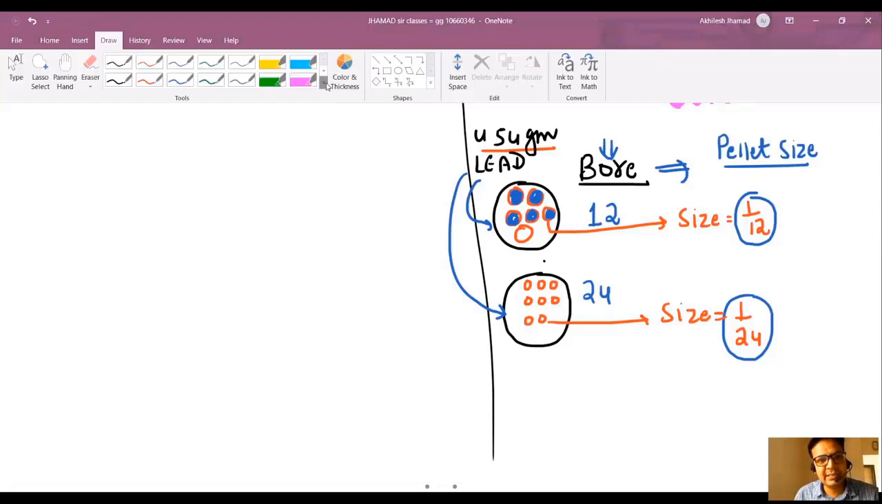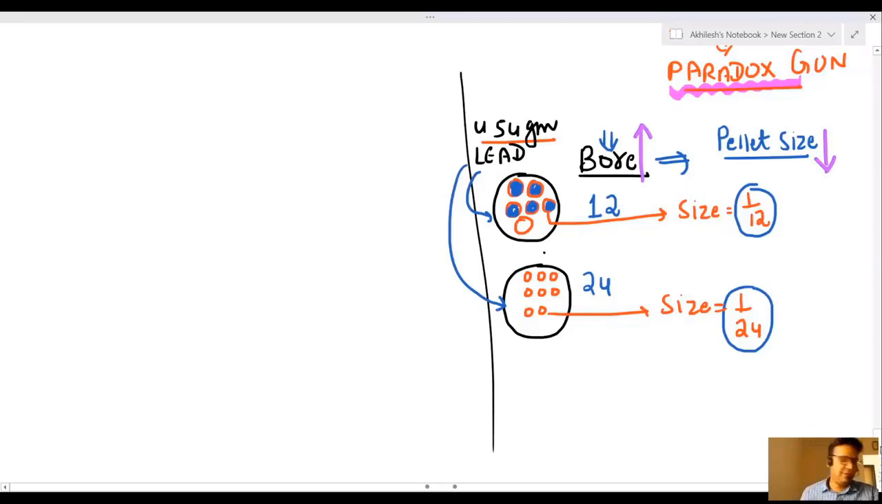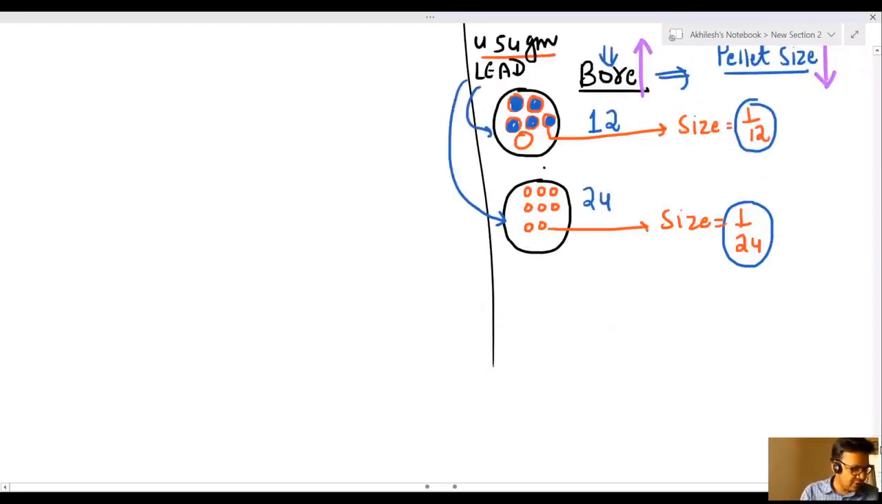Yes. If bore is more, size of pellet would be less. If bore is more, size of pellet would be less. That is a very, very important point. Okay. Now, this table should be continued.